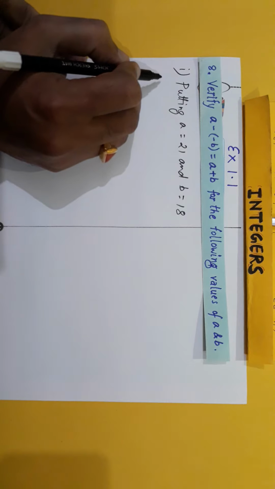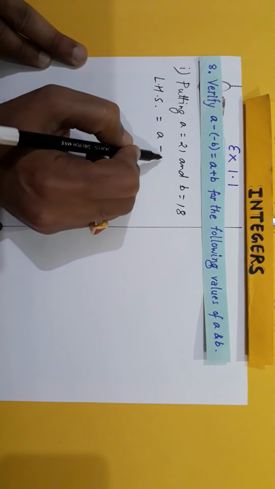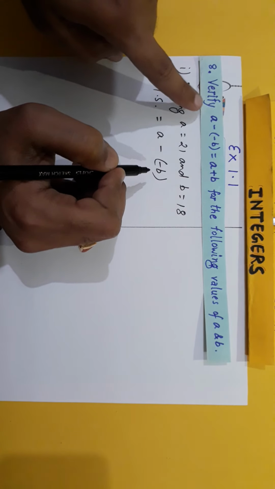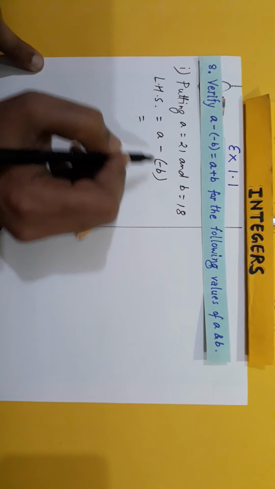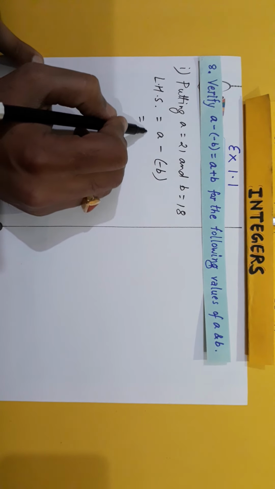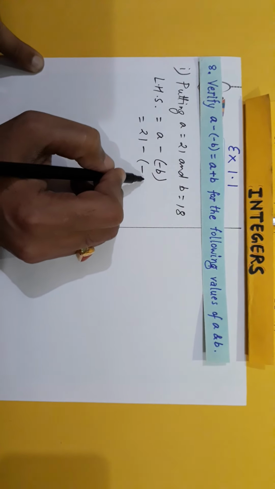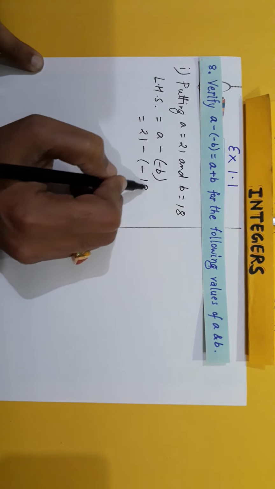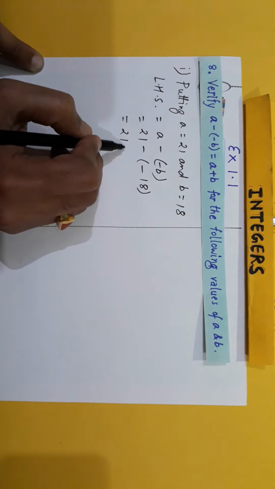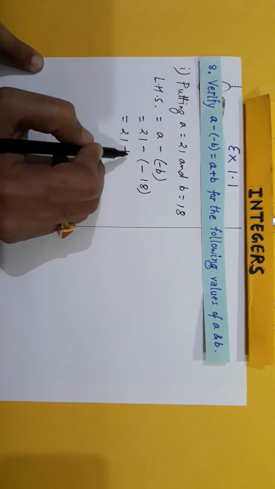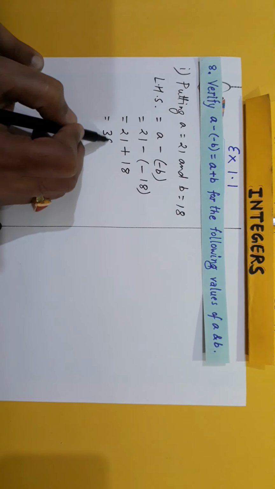Right, now we are putting it in LHS. In LHS it is a minus (minus b). You can see over here in LHS it is written a minus minus b. So in place of a what do we have to take? 21. So I have written 21 minus. Here it is minus, so I have written minus. In place of b we have to write 18. Then this becomes 21 minus into minus. When two same signs are multiplied, it is always positive. So it is 18, and in this way you get 39.